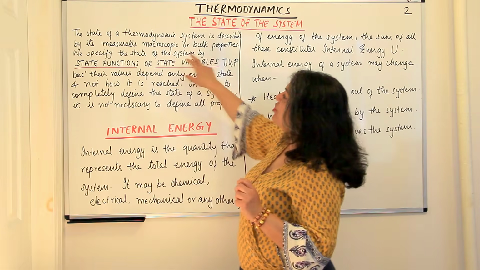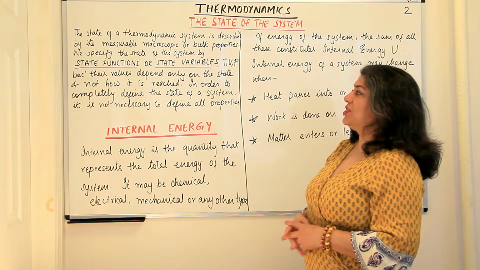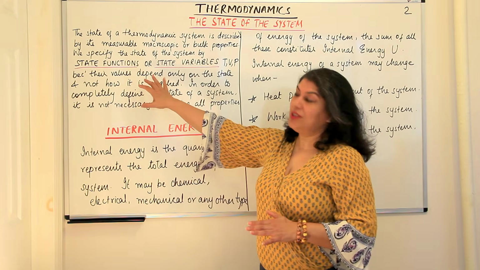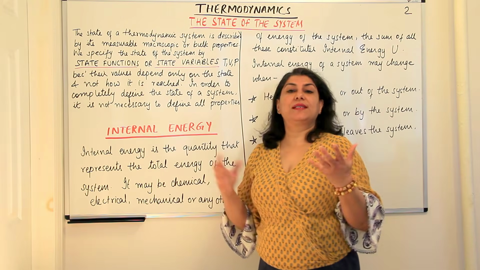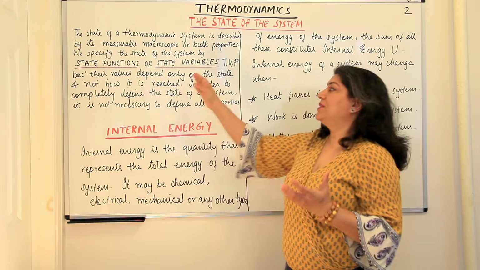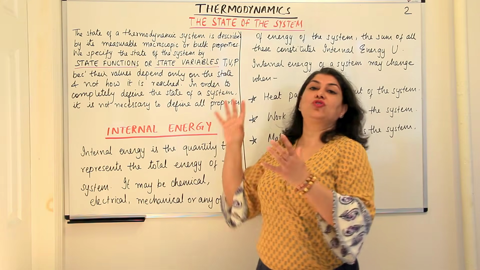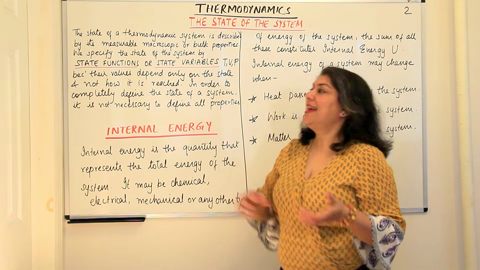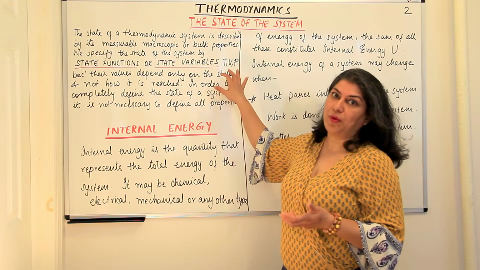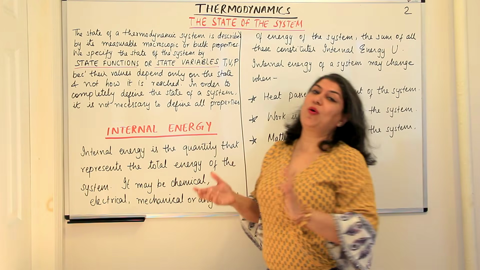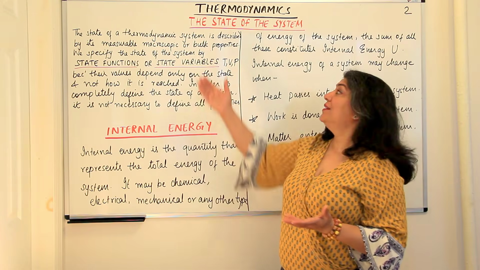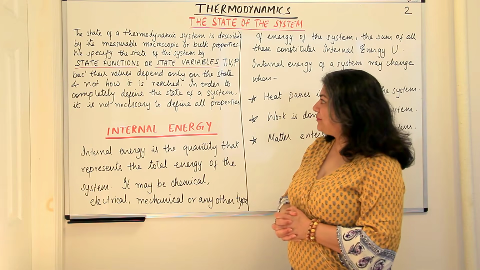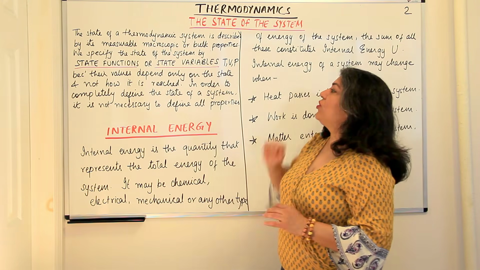So we say by its measurable macroscopic or bulk properties, and we specify the state of a system by state functions or by state variables. State functions are the functions or properties on which the state depends, on the basis of which you can describe a state, and state variables are basically the same properties which vary and cause the state to be a specific state of the system. So, state functions or state variables.